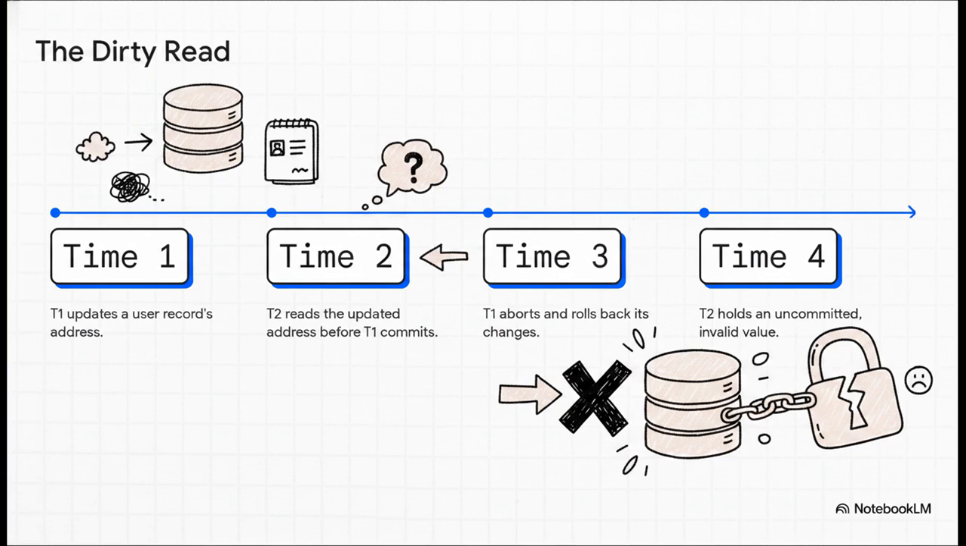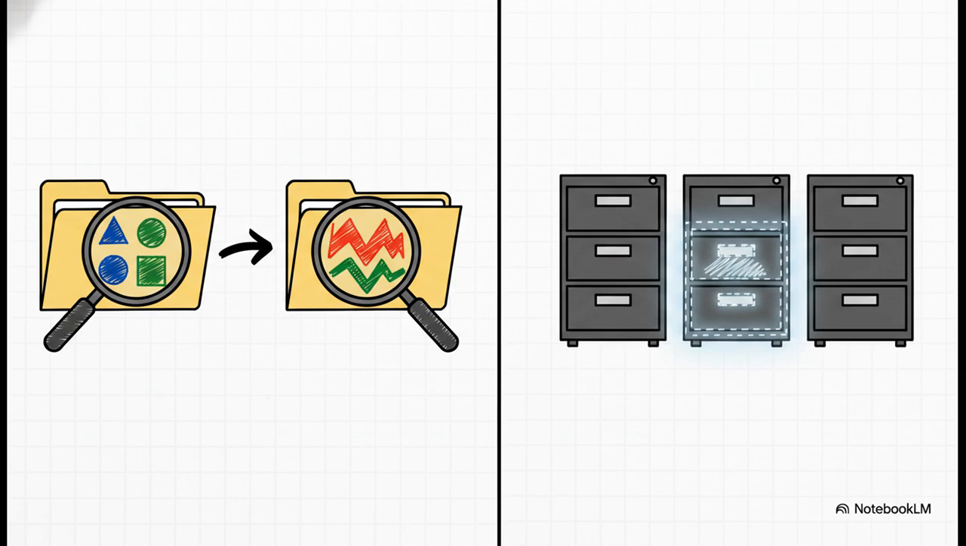But wait, at time 3, transaction 1 hits an error, aborts, and rolls back its execution results. So look at what happens at time 4. Transaction 2 is left holding an address value that, mathematically and officially, never even existed. Just like that, our data is corrupted. And honestly, dirty reads are just the tip of the iceberg.